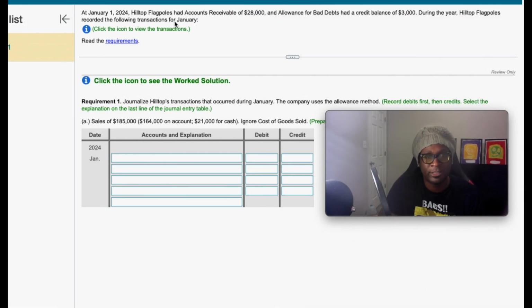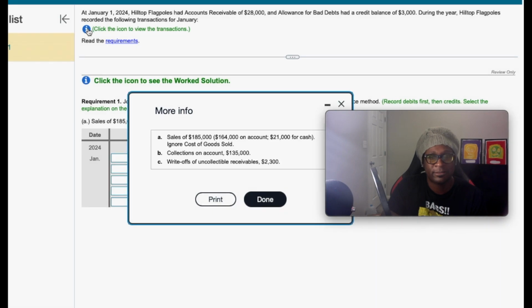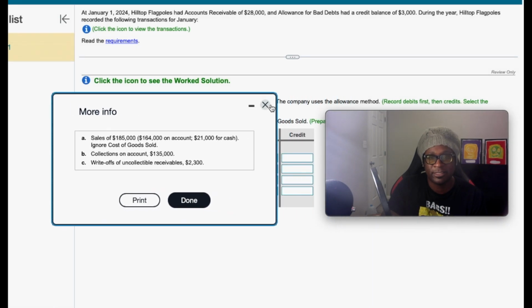So it tells us on January 1st, Hilltop Flagpoles had accounts receivable of $28,000 and allowance for bad debt had a credit balance of $3,000. During the year, we had the following transactions. All right, we had a couple of transactions, not too bad.